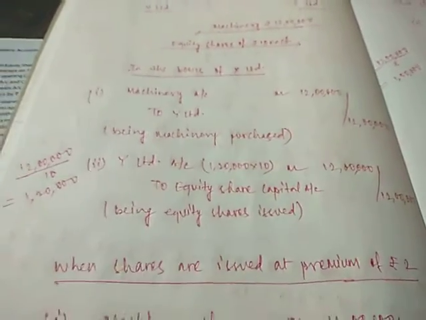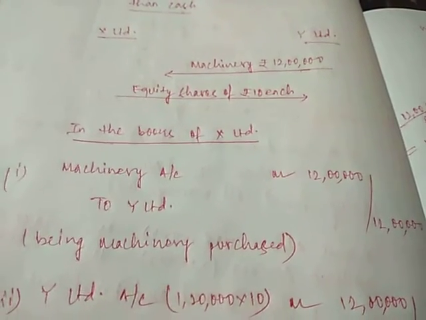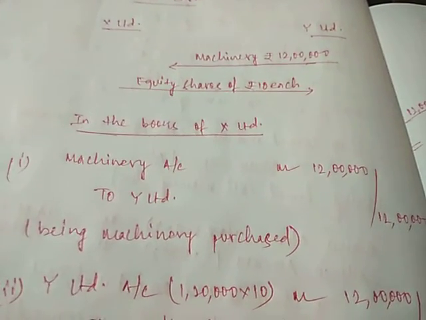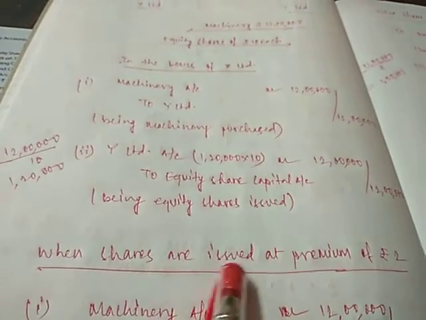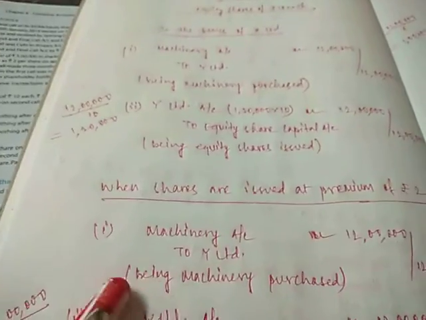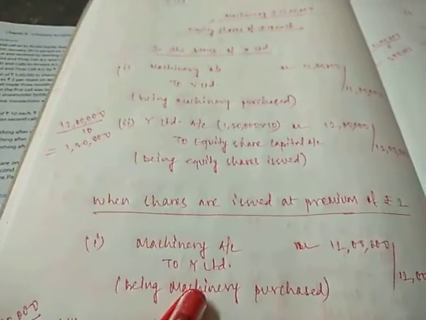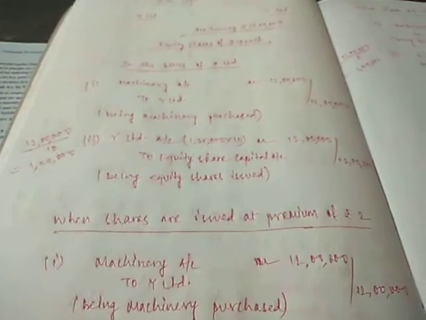Now if the shares are issued at a premium. In the above case we have seen shares of rupees 10 are issued at rupees 10 only, but the same shares of rupees 10 each may be issued at a premium also. So when the same shares are issued at a premium of rupees 2, let us see what will happen in that case. The first entry remains same, machinery account debit to Y Limited 12 lakh. There is no change in the first entry. The change will be in the second entry.